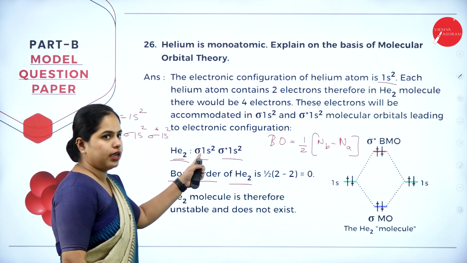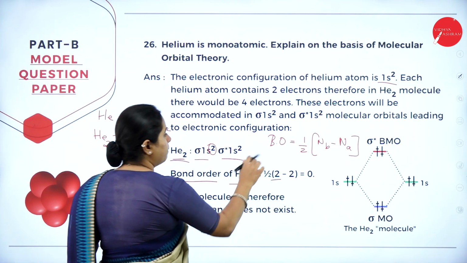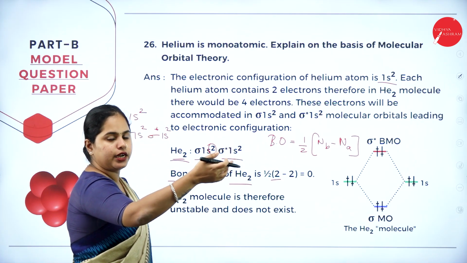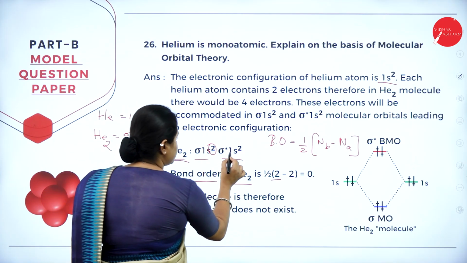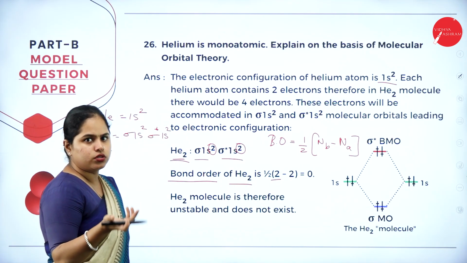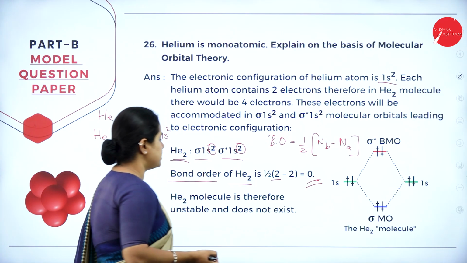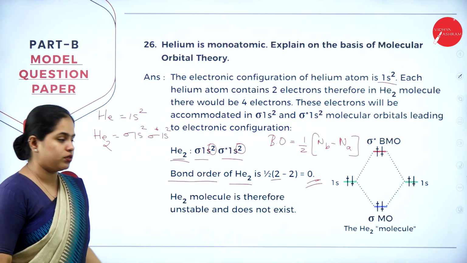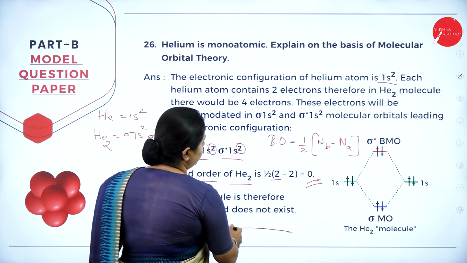How many electrons are there in BMO? There are 2 electrons, right? So half into 2 minus the number of electrons in ABMO, that is anti-bonding molecular orbital. How many are there? Again 2. So 2 minus 2, it is 0. 0 divided by anything will be 0 itself, right? So the answer is 0. So the bond order of He2 is 0. The helium molecule is therefore unstable and does not exist.